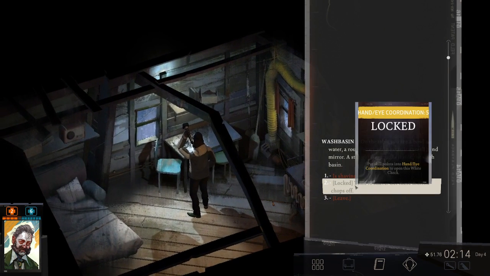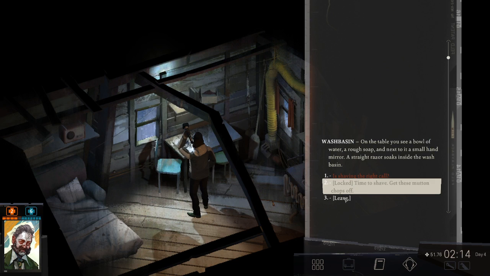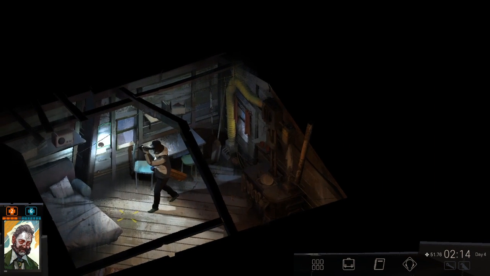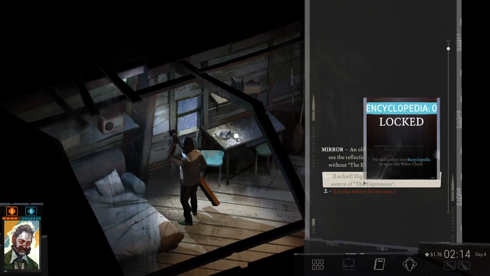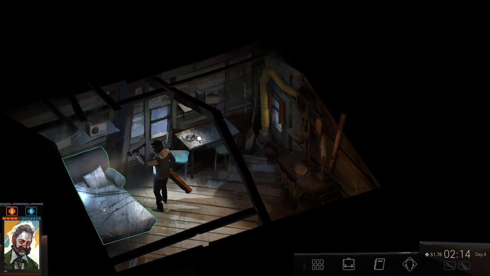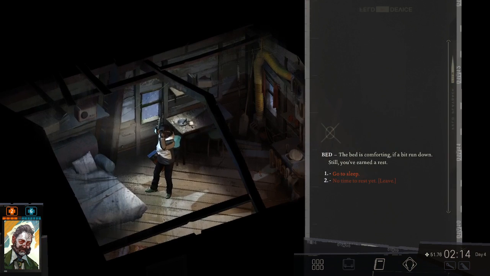I don't think I can click on these, right? I can't believe I failed this. My freaking hand-eye coordination is 5. Alright. No more dilly-dallying for now. Let's go to sleep.